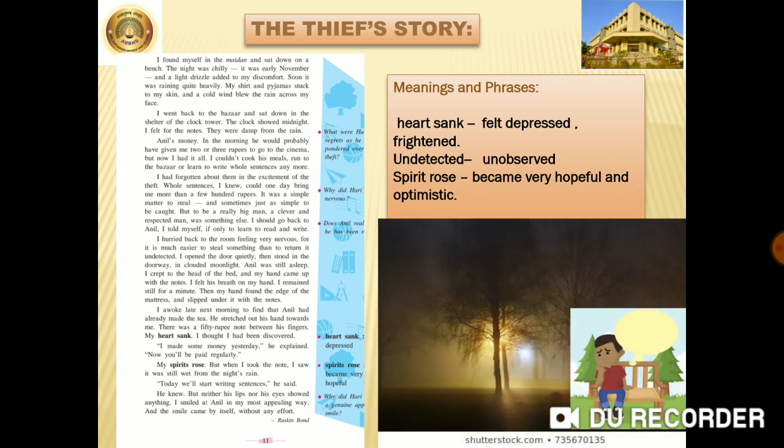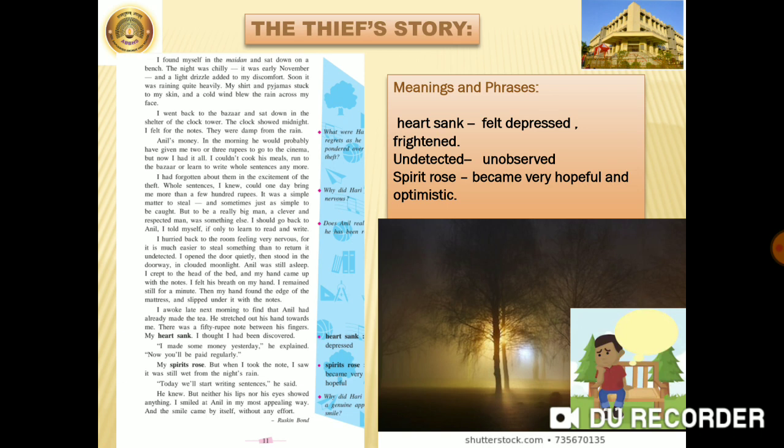I went back to the bazaar and sat down in the shelter of a clock tower. The clock showed midnight. So it was 12 o'clock. I felt for the notes. They were damp from the rain. So when he touched the 600 rupees notes, they had all become wet because of the rainwater. Anil's money. He again thought that this is Anil's money and all are wet.